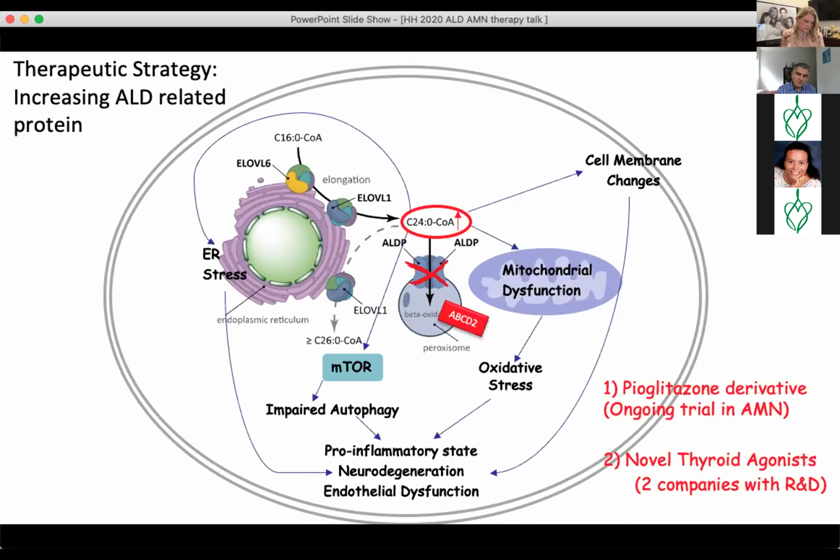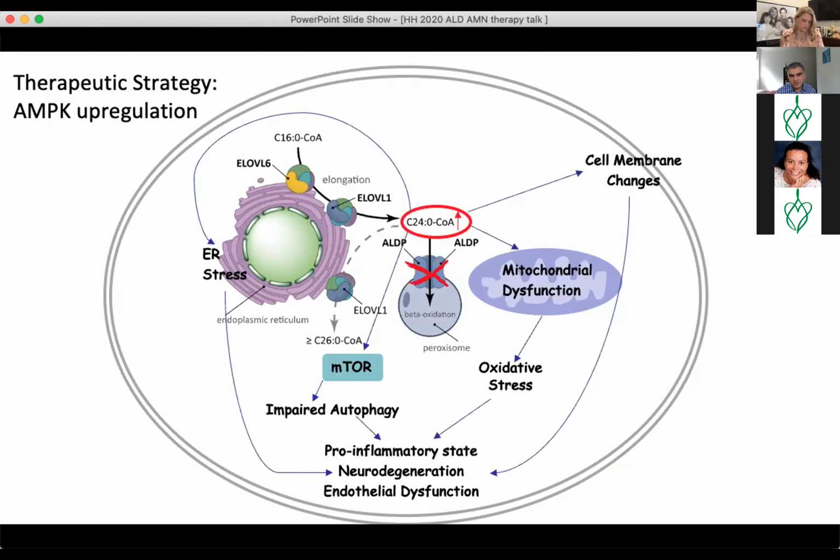That are being now pursued and are going to soon start clinical trials, again, in the AMN cohorts, since the AMN subtype has no therapy at all. So these are some exciting things that are happening as we speak. That's one avenue of approach.